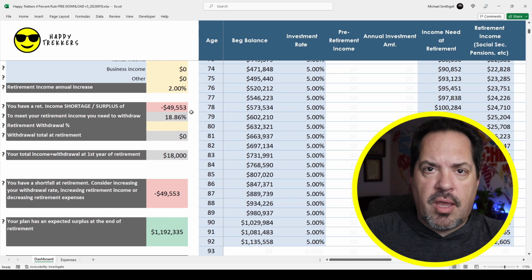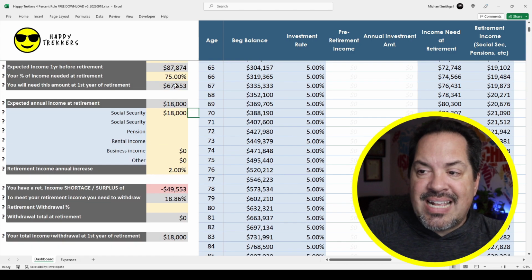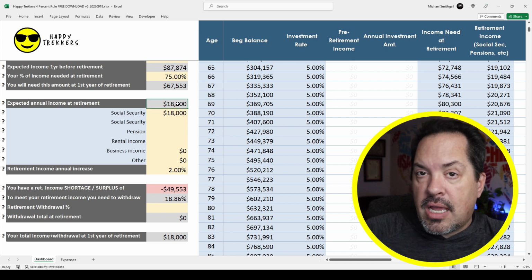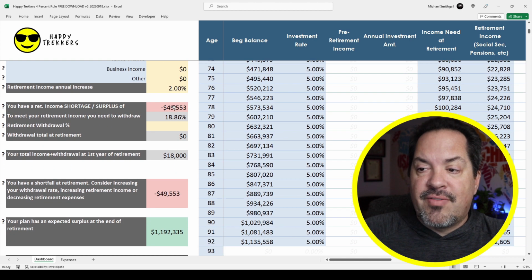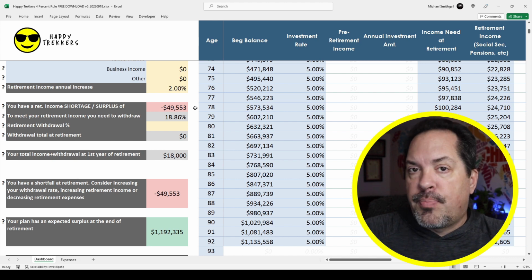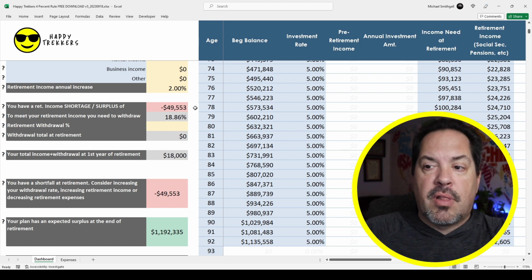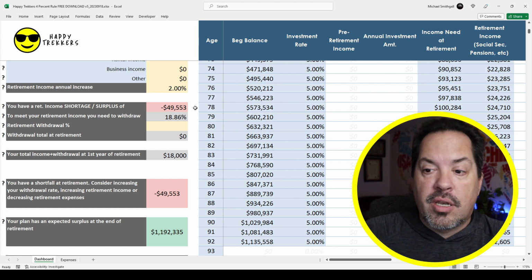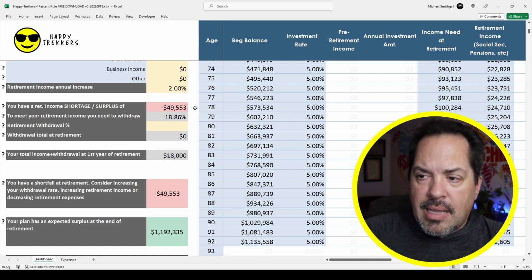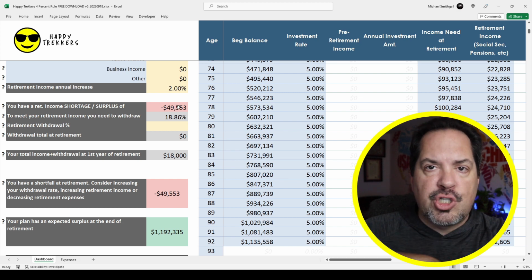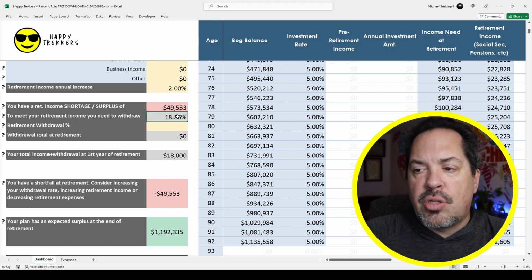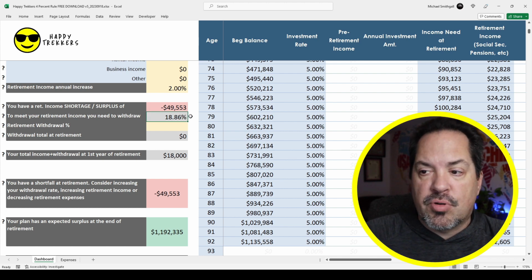Here's the first big problem. What that's saying is I need 67. I'm going to get 18 from Social Security. That means I have a shortfall my very first year of $49,000. I need to pull $49,000 from somewhere if I expect to maintain that same lifestyle that I said I wanted to have. All right? Now, the calculator does this. It says you need $49,000. It looks to see how much you have saved by that point, and it says you need to pull out, in this case, almost 19% of what you have saved to cover that shortfall.